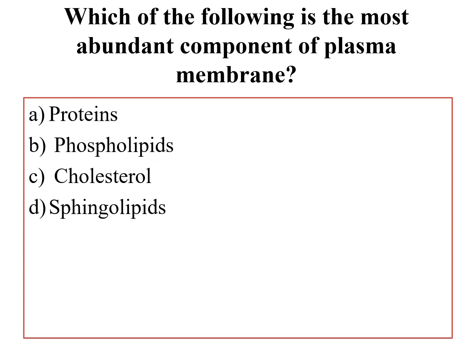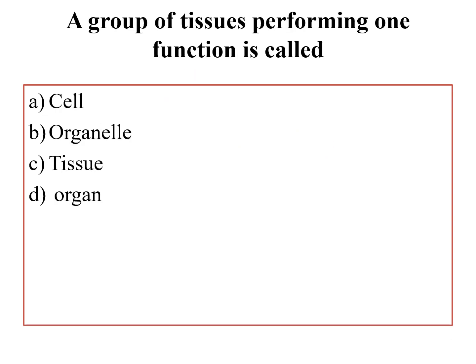Which of the following is the most abundant component of the plasma membrane? Proteins, phospholipids, cholesterol, sphingolipids. So which is the most abundant component? Yes, proteins. You know it is 55%. 55% of the cell membrane is composed of proteins, 40% is lipids, and then 5% is carbohydrates.